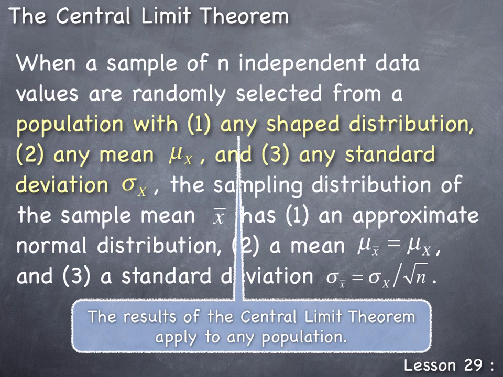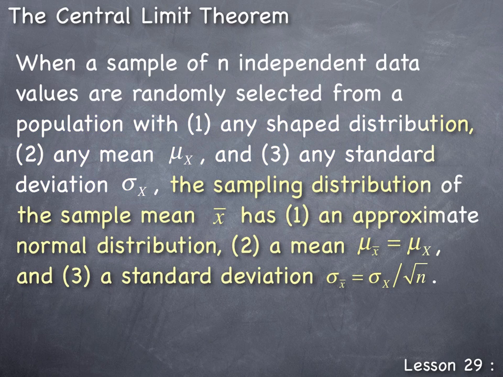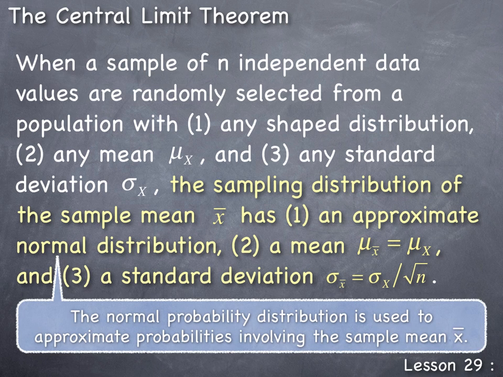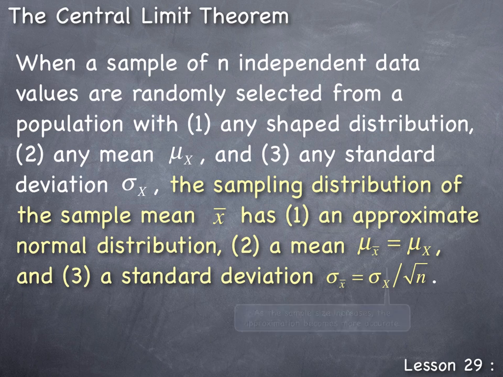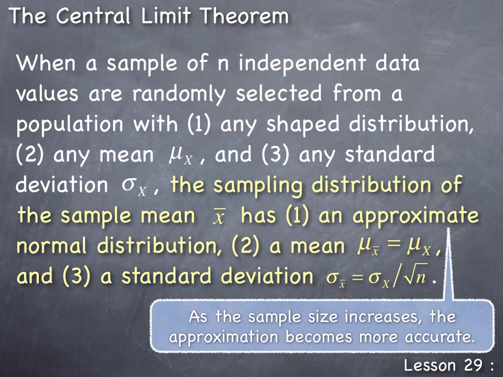Now, the results of the central limit theorem tell us that the sampling distribution of the sample mean x bar has 1. An approximate normal distribution. This means that the normal probability distribution is used to approximate probabilities involving the sample mean x bar. Also, they're approximate. It turns out that as the sample size increases, the approximation becomes more accurate. So with a larger sample size, you have more data, and with more data, the results become more accurate.